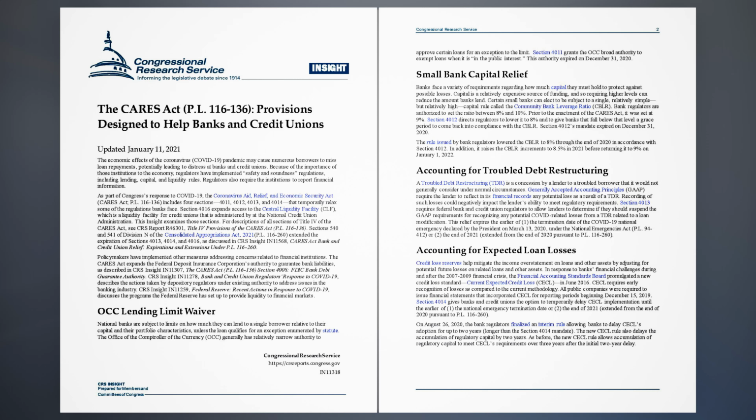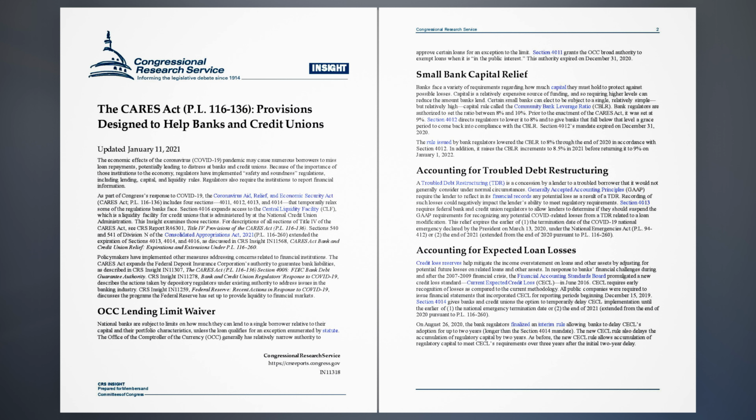The CARES Act PL 116-136, provisions designed to help banks and credit unions. Updated January 11, 2021. The economic effects of the coronavirus COVID-19 pandemic may cause numerous borrowers to miss loan repayments, potentially leading to distress at banks and credit unions. Because of the importance of those institutions to the economy, regulators have implemented safety and soundness regulations, including lending, capital, and liquidity rules. Regulators also require the institutions to report financial information.